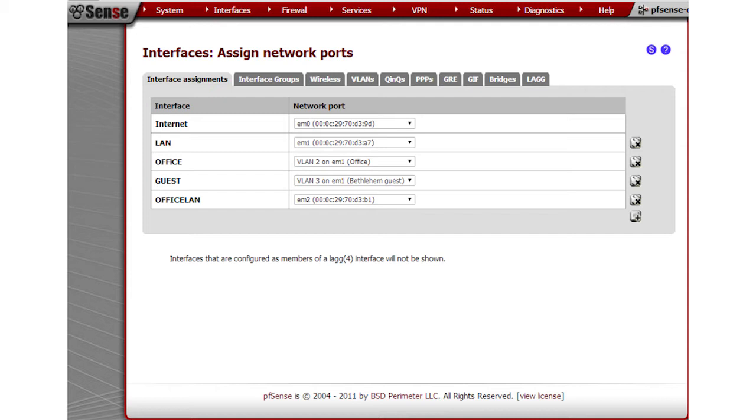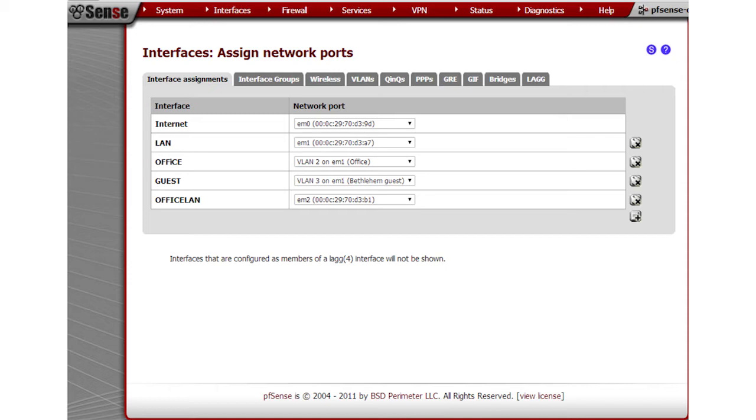Okay. So you'll see here the office LAN is EM1. The VLAN, the office network, the office wireless is VLAN 2 on EM1. The guest network, which is for people who don't need access to our NT file server or anything, they just need access to our printers, is on VLAN 3. So here I can declare that. And then EM2 is the connection to the actual physical office LAN.